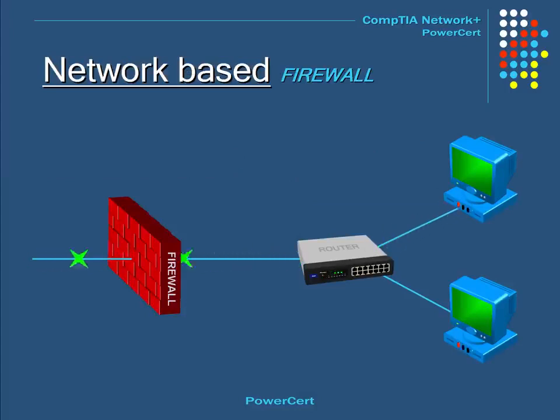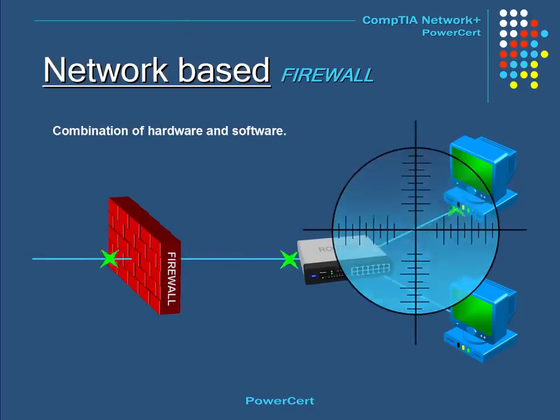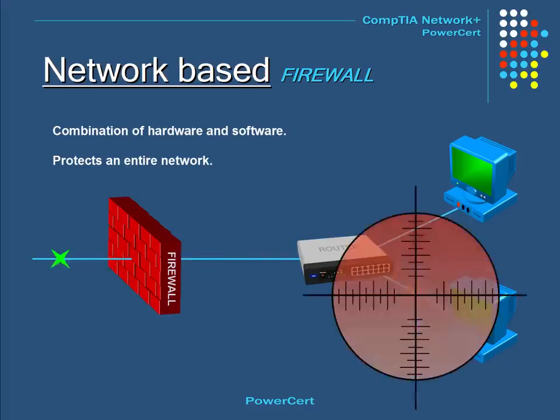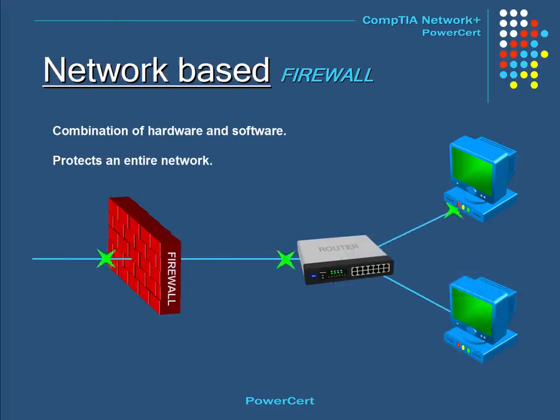Another type of firewall is called a network-based firewall, and this is the kind that is shown here. A network-based firewall is a combination of hardware and software, and it operates at the network layer. It is placed between a private network and the internet. Unlike a host-based firewall, which only protects its own computer, a network-based firewall protects an entire network. It does this through management rules that are applied to the entire network so that any harmful activity can be stopped before it reaches the computers.